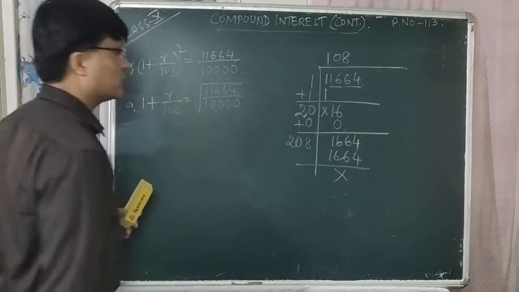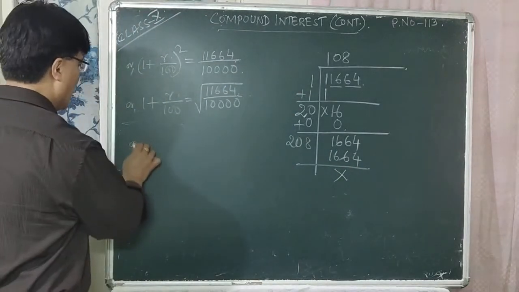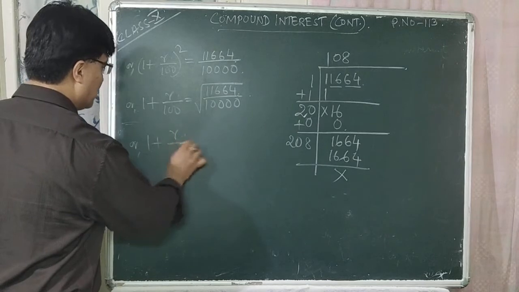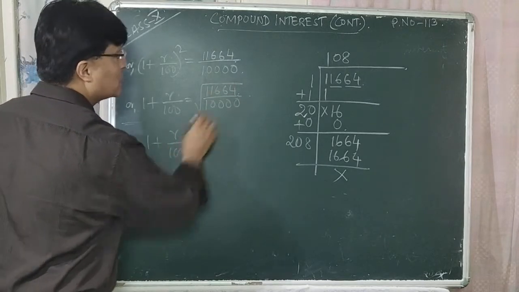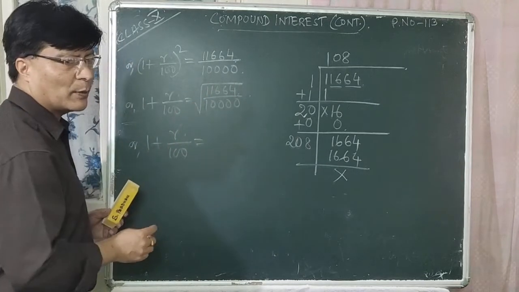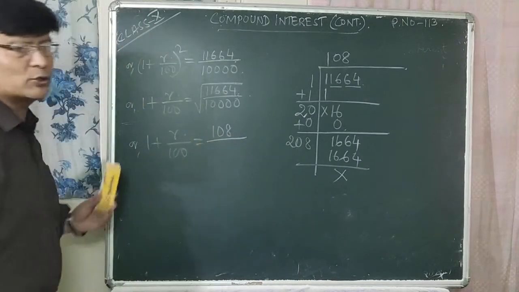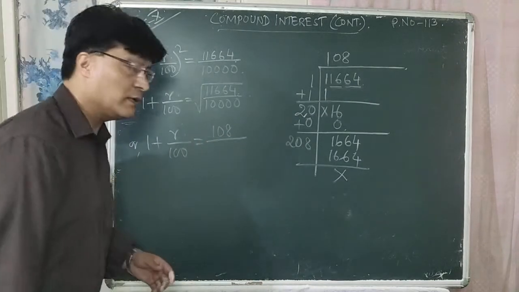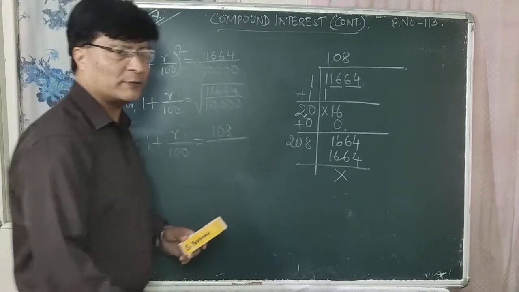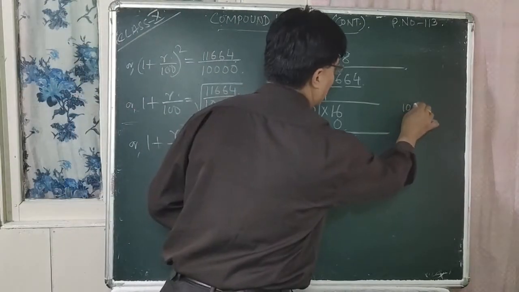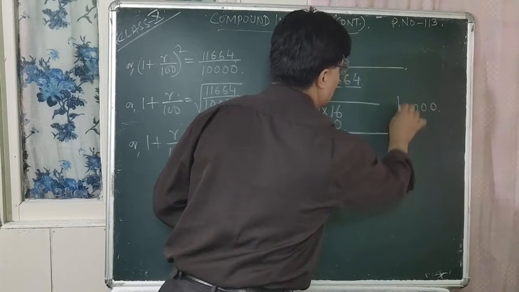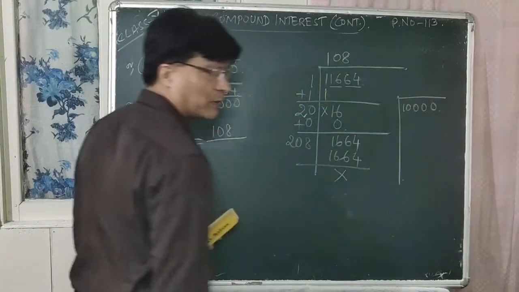So it is cross. So, 1 plus r upon 100 is equal to, how much is it? What is the square root of 11664? It is 108 divided by, what is the square root of 10,000 now? So let us find out the square root of 10,000, right?